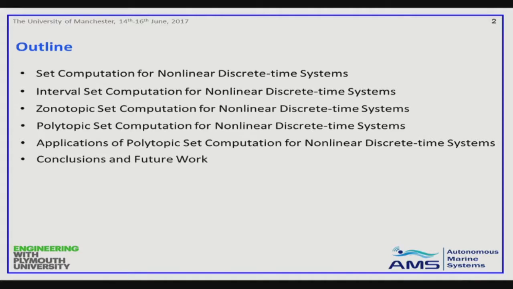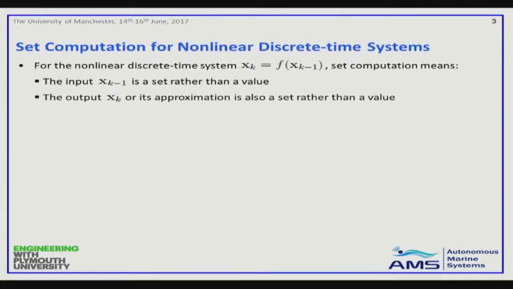So the first one, what is set computation? Here the set computation I defined is for a nonlinear discrete-time system. Your current state is here, your next time state is xk. So your input is a set rather than a value. That is the key for set computation. Your output, xk, or its approximation, is also a set rather than a value. So that is the set computation.